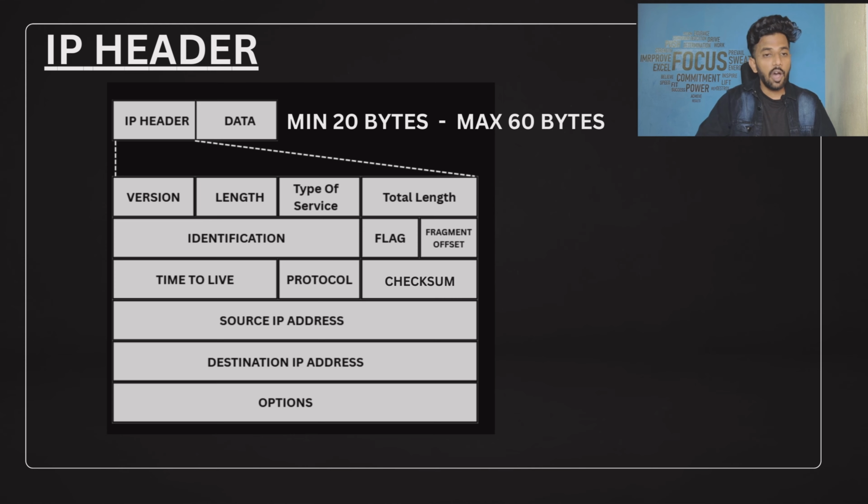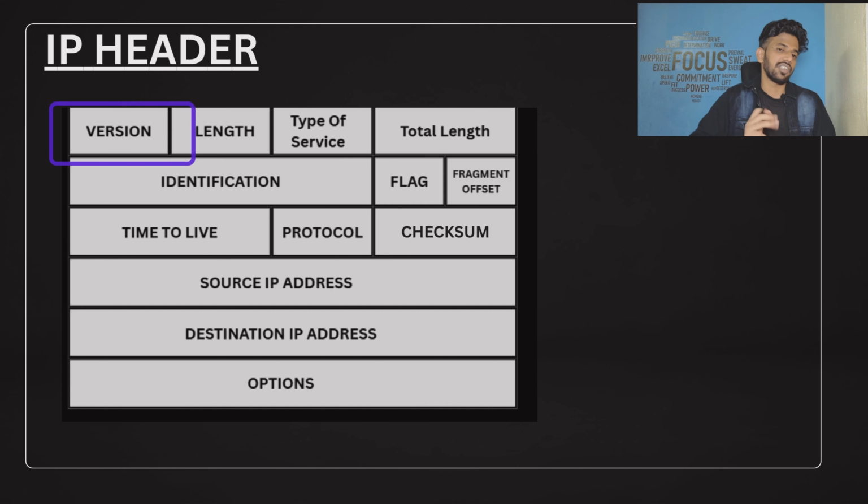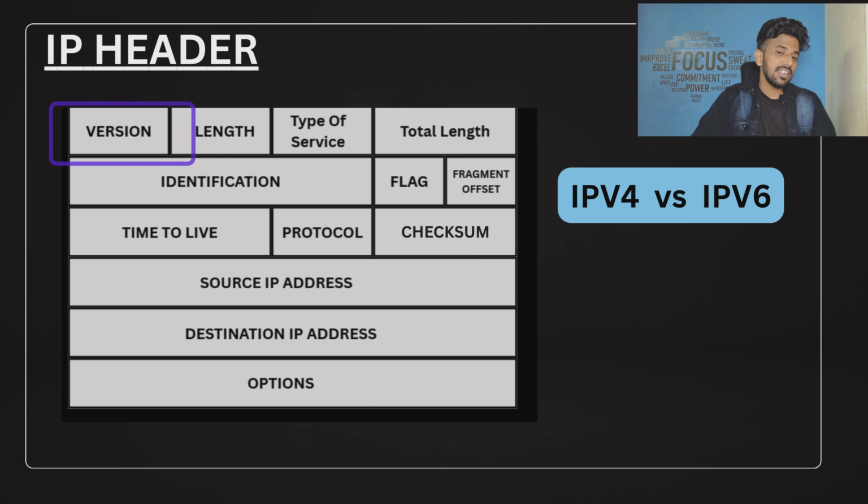Now we jump into the fields. The first one is version. We have two versions of IP: the first is IPv4 and the second is IPv6. I won't cover much here since we have a separate topic in this video on IP versions and IP classes. We'll discuss more about these versions later. So this version field tells which version the packet is using, either IPv4 or IPv6.